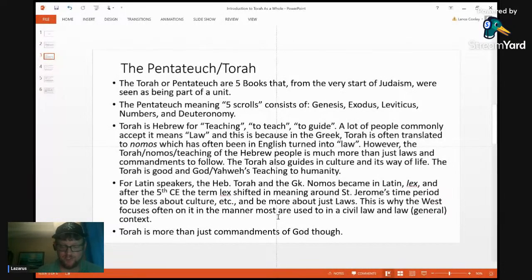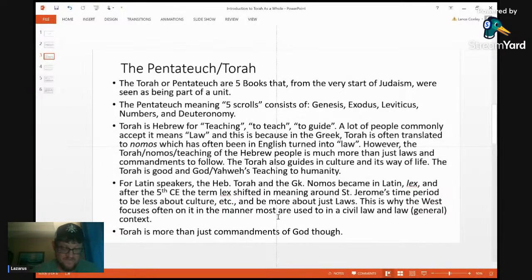So that's why he would put some things in the way that he did. So even Jerome in that time period starts to notice that there's becoming a shift in the way that people view what lex means, or law. So you'll see that that's what happens. And later on, this is why the West focuses on it so much, where they focus on law and order, and they'll usually focus on it in that manner. You'll see it used a lot in civil law and just the law in general as a context, right?